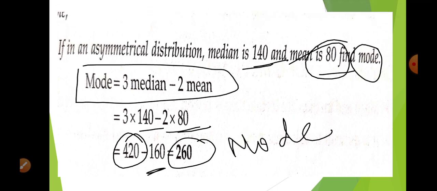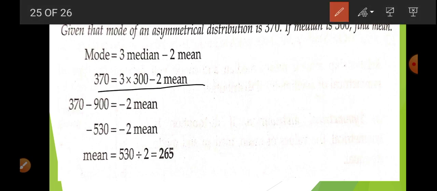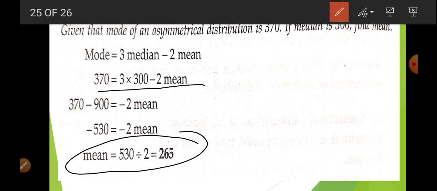Okay. Now here is given one more question. It is also a distribution where, if the mode is 370 and the median is 300, find out the value of the mean. So we are going to put all these values in this equation, and in this way we get the value of the mean, that is 265.